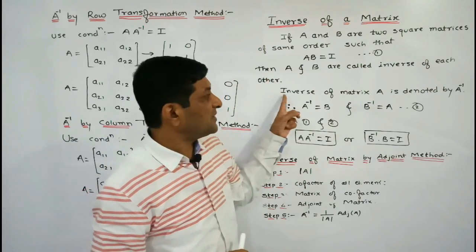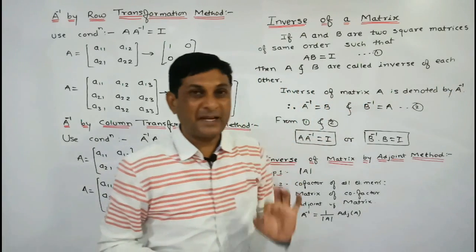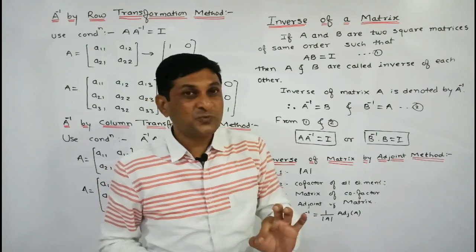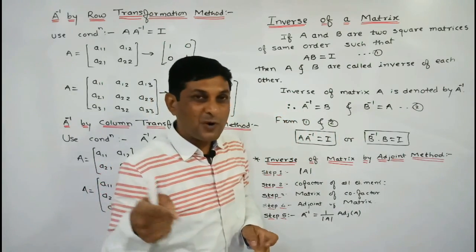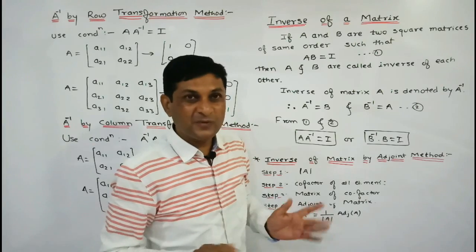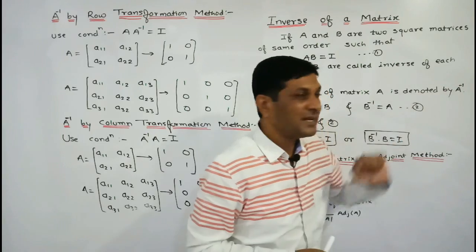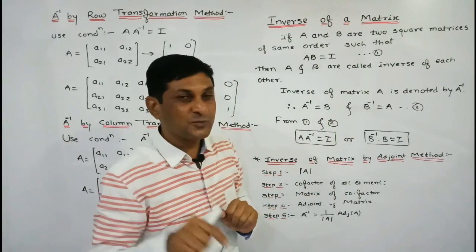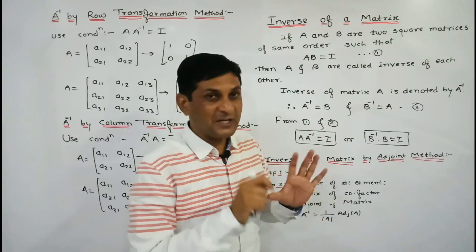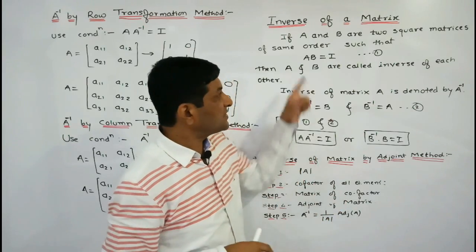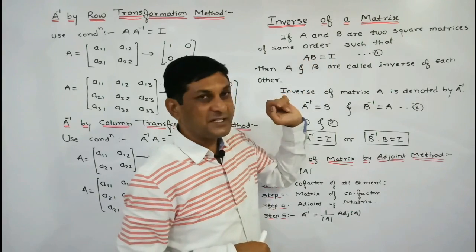Now the inverse of matrix A is denoted by this notation, A raised to power minus 1. This notation is used for A inverse. I hope the idea about the symbolic representation of A inverse is clear to you. If A is a square matrix, then its inverse is denoted by A raised to power minus 1, which can be read as A inverse.